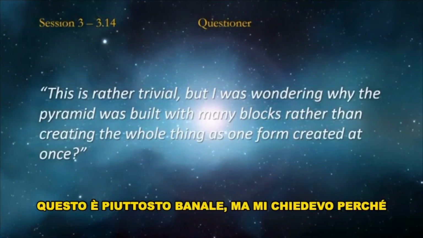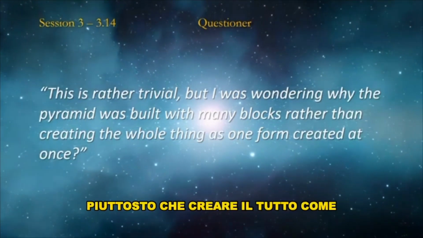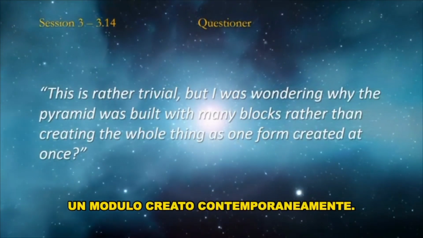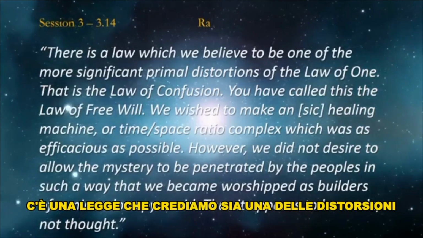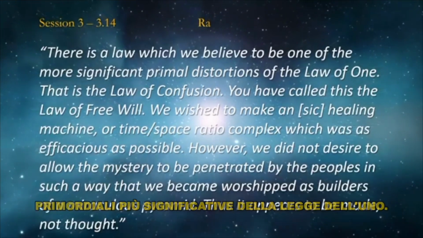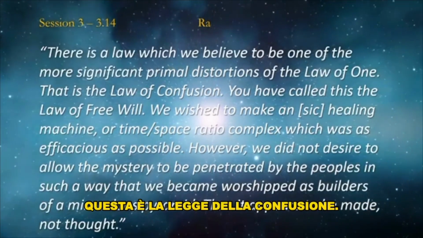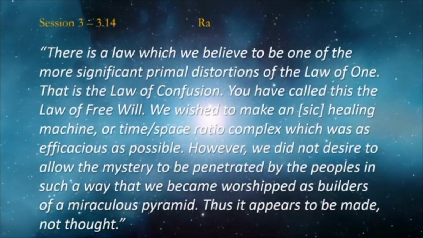This is rather trivial, but I was wondering why the pyramid was built with many blocks rather than creating the whole thing as one form created at once. There is a law which we believe to be one of the more significant primal distortions of the law of one. That is the law of confusion. You have called this the law of free will.